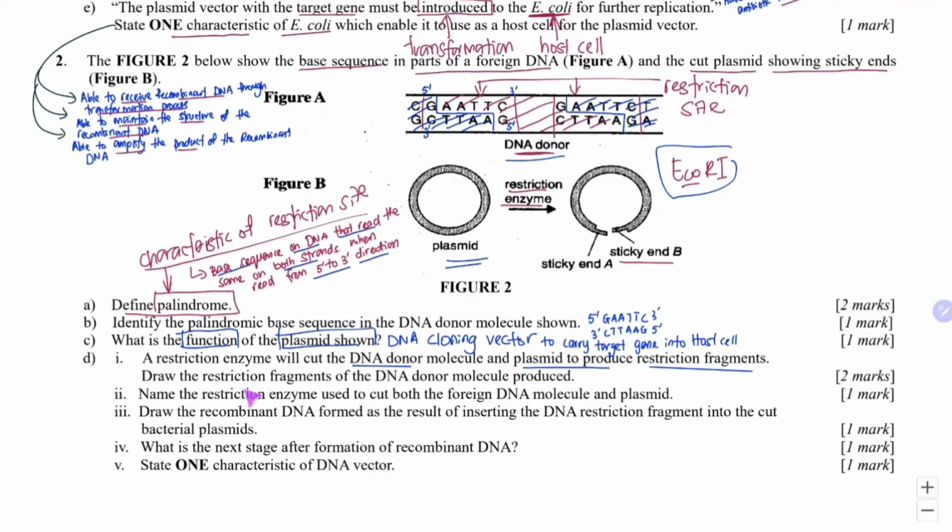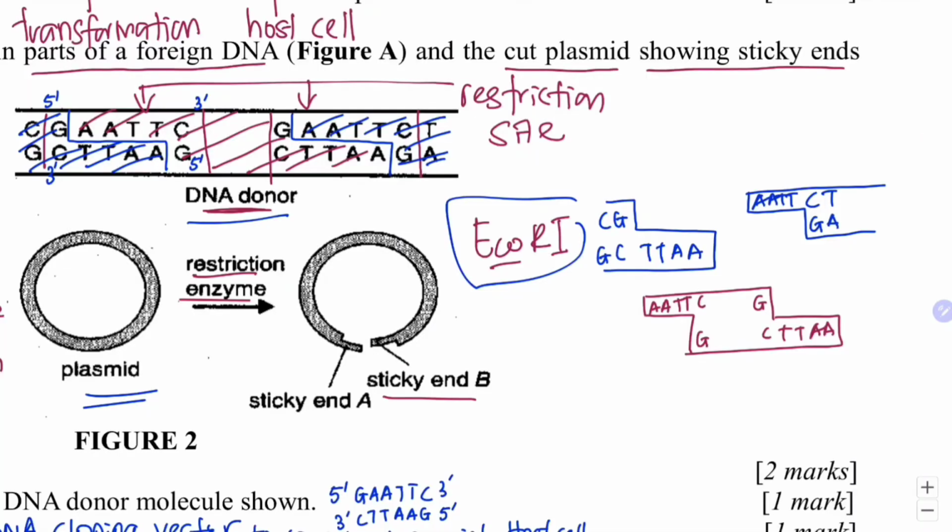Next dia kata draw the restriction fragment of the DNA donor. Dia nak awak lukis hasil daripada kena cut DNA donor ni after dia kena cut dengan EcoR1 tadi. So kita just simply lukis sajalah structure ini after mereka sudah terputus sebab sudah kena cut dengan EcoR1. So inilah dia DNA fragment yang dimasukkan after the donor DNA being cut by the restriction enzyme.